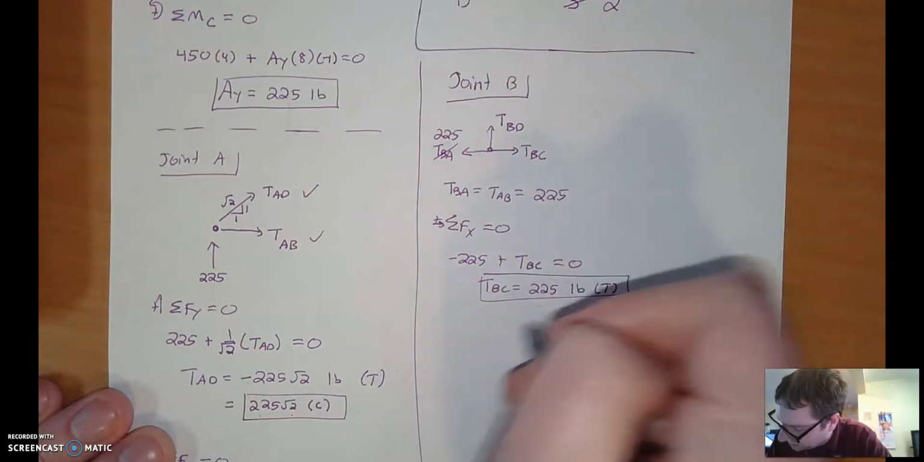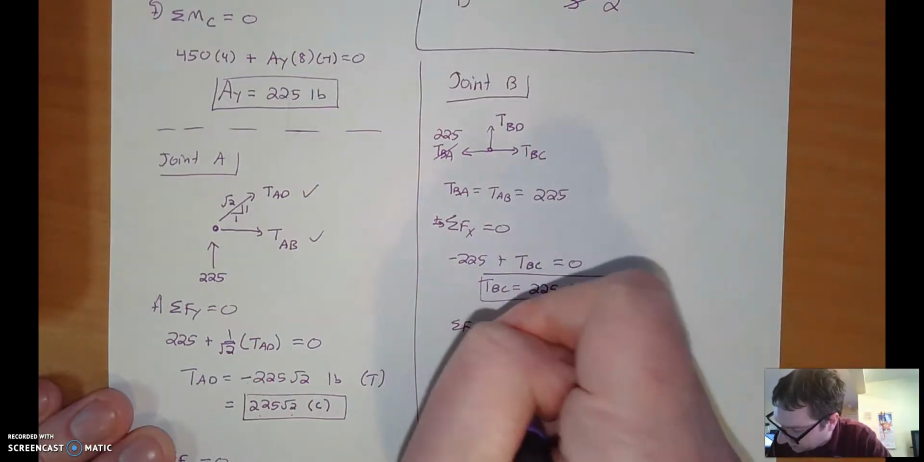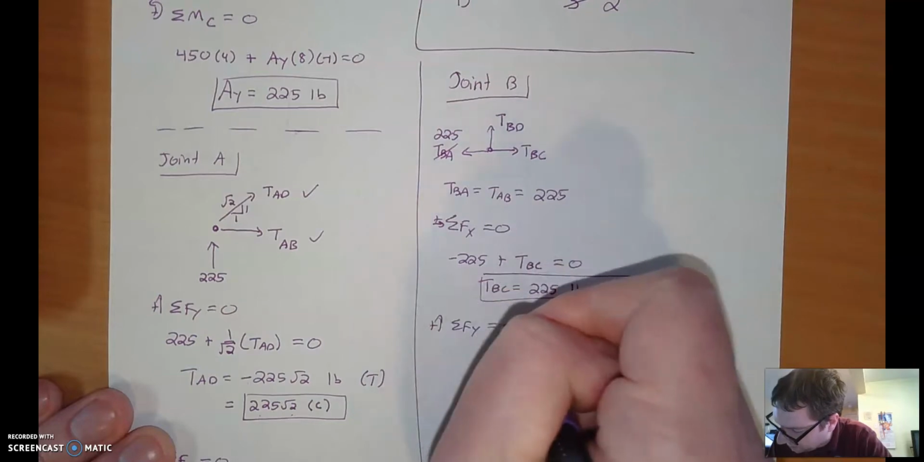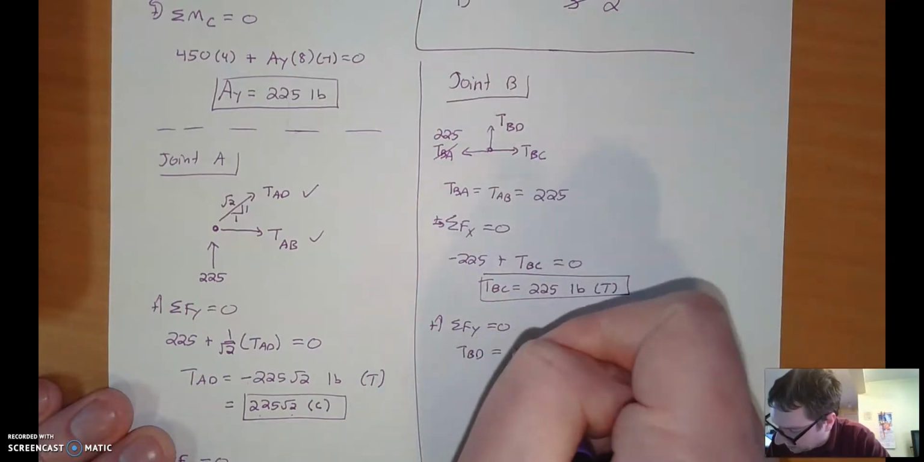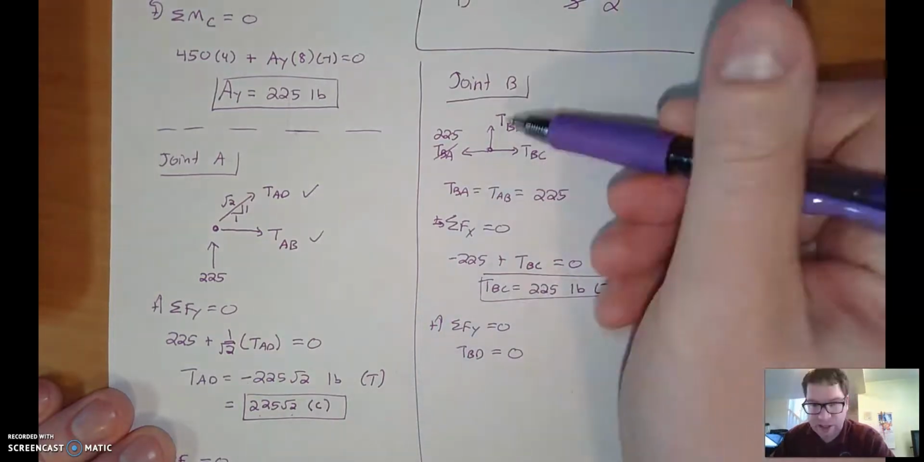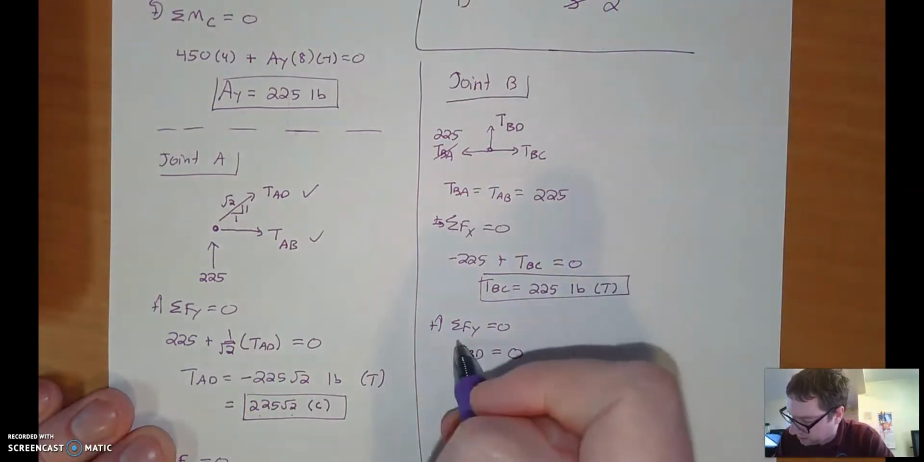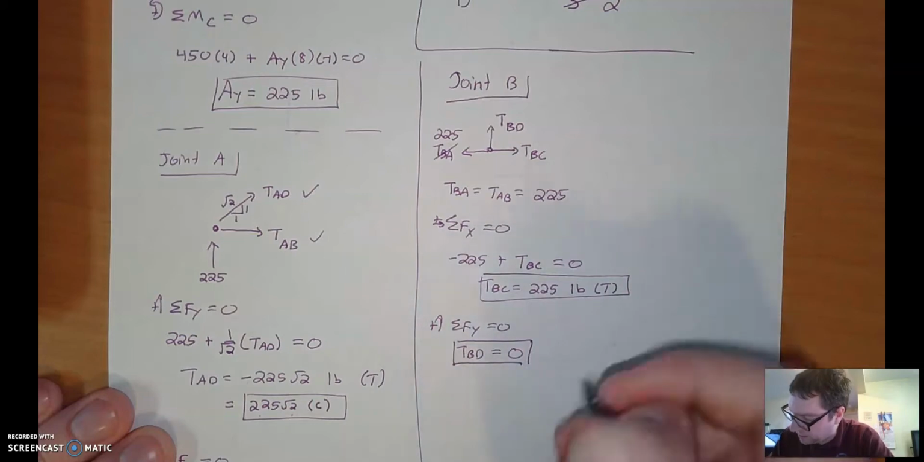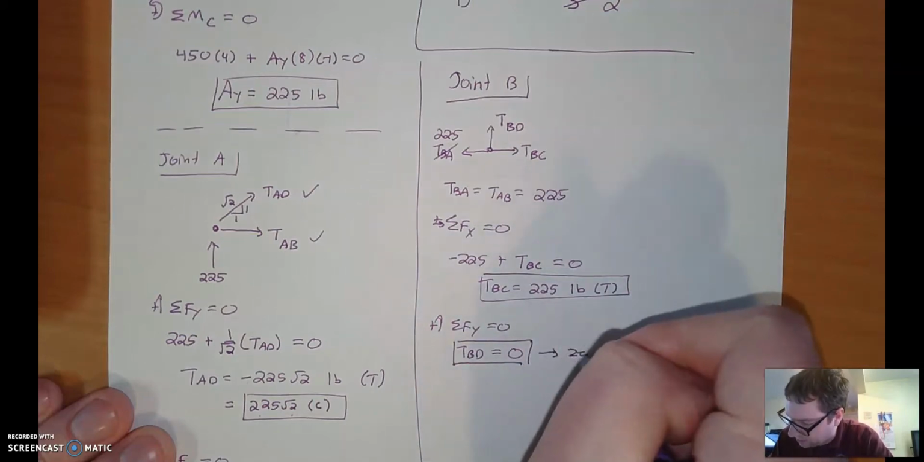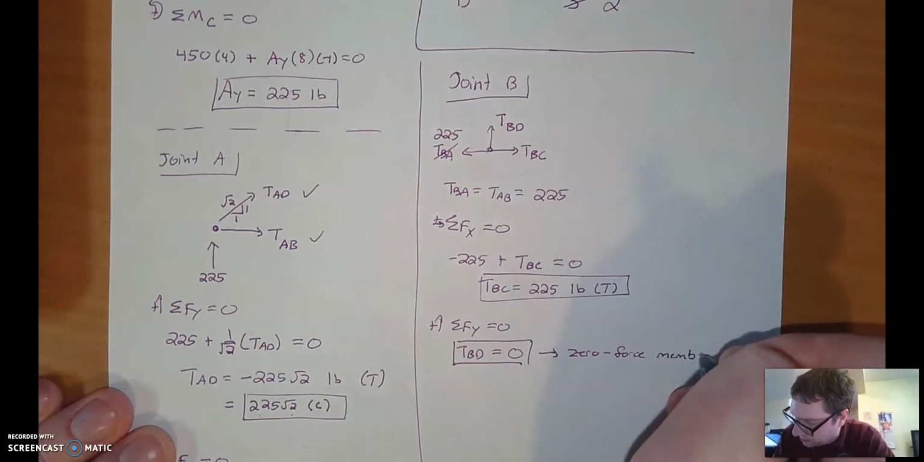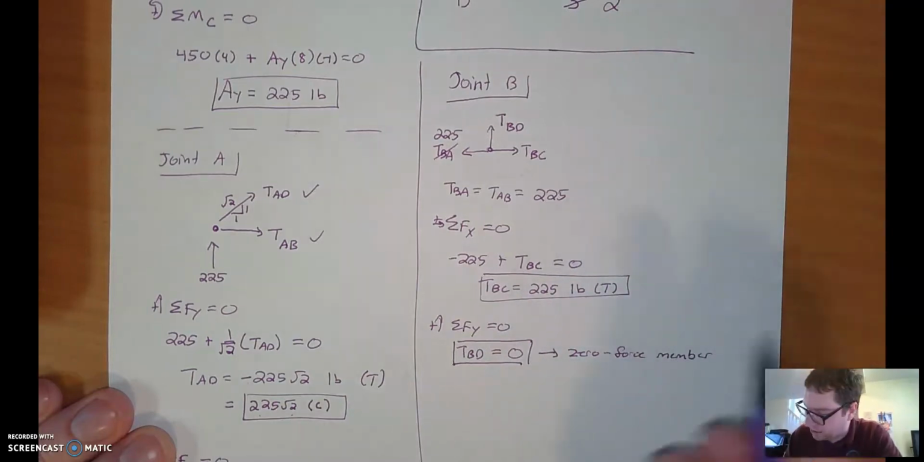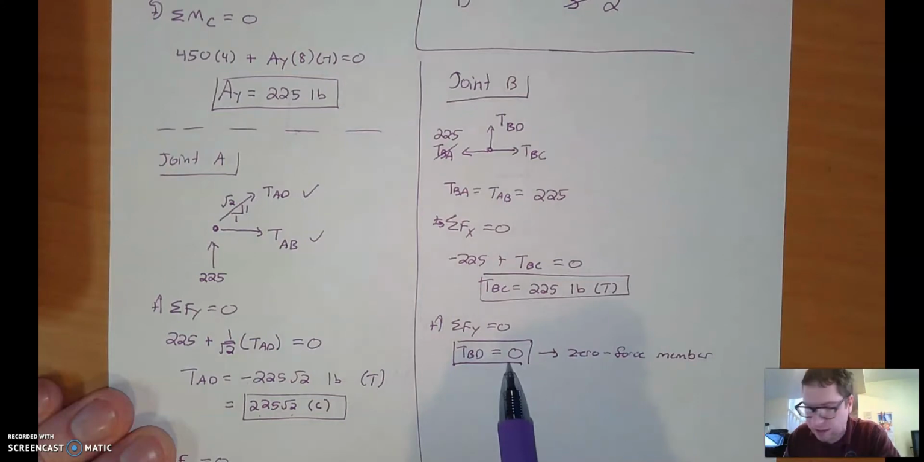Do it again in the Y direction, so sum of forces in the Y equal to 0. I get tension BD is equal to 0. There's nothing else in the Y direction. So tension BD is 0. This is what we call a zero force member. In our next example, we'll actually look at how to find these graphically and then use them to simplify our problems.